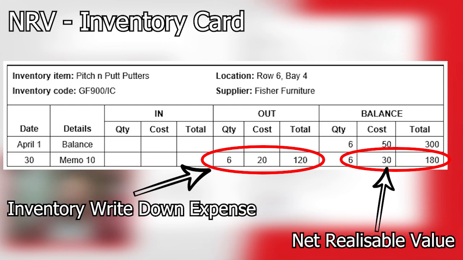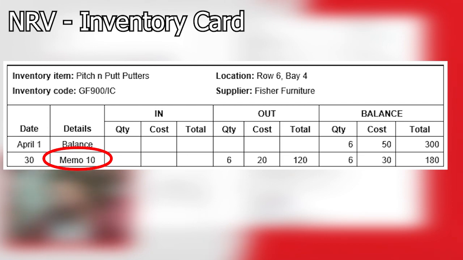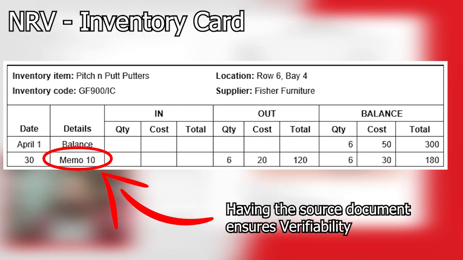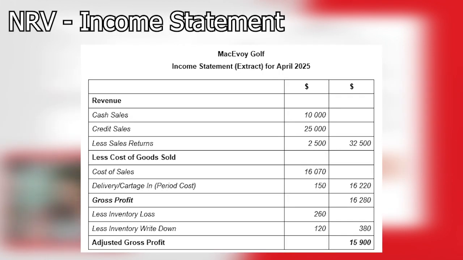And the reason you might think, oh, what would happen? You look at the memo and you think, what happened? Read the memo. Again, it's all linking back to verifiability. Actually, we'll see how that shows on the income statement. So we've got the same income statement, we're just building on it a little bit more now.